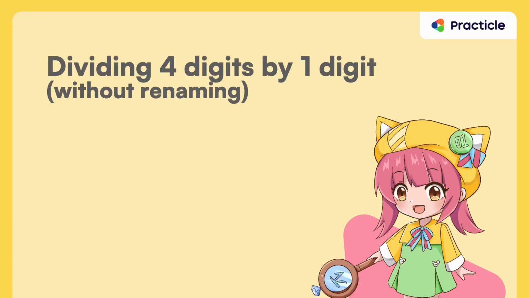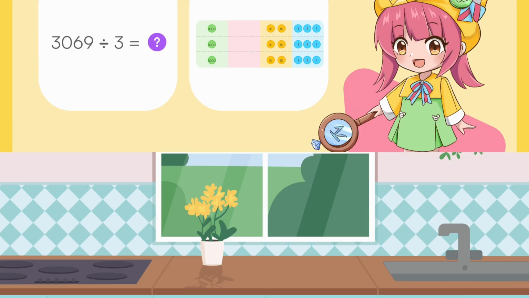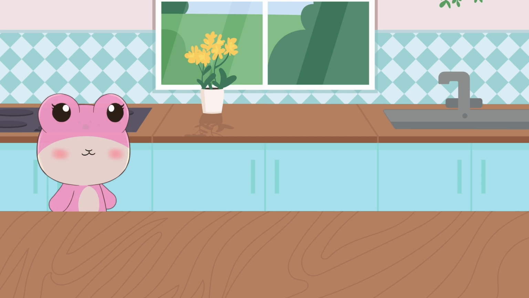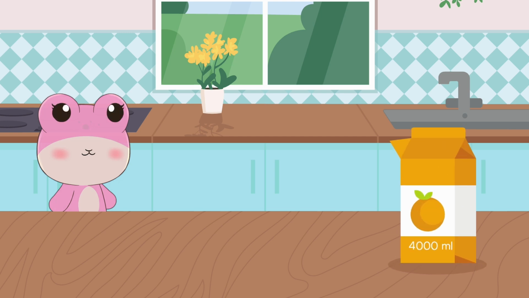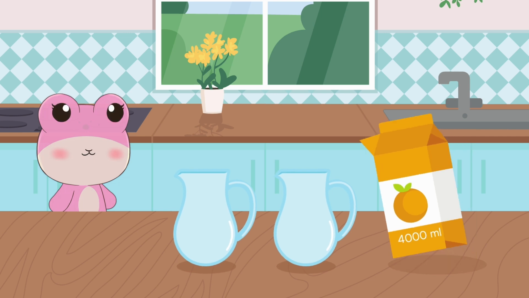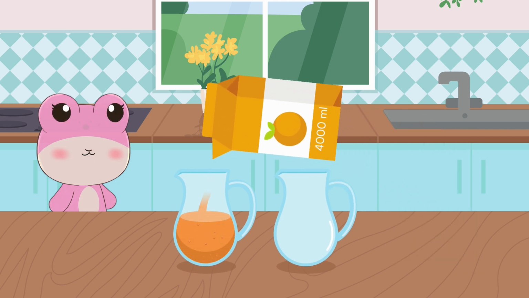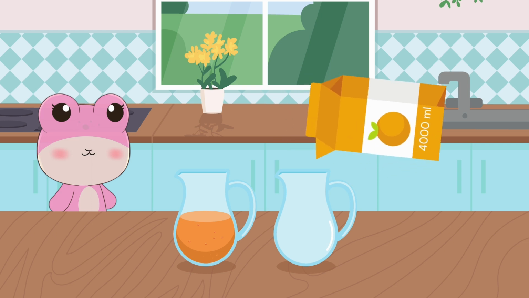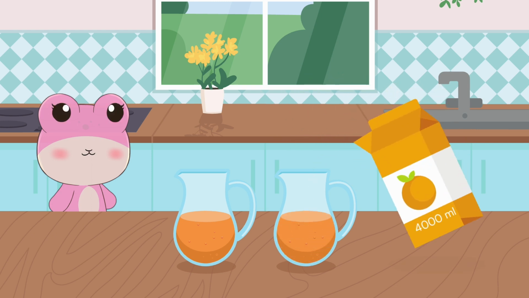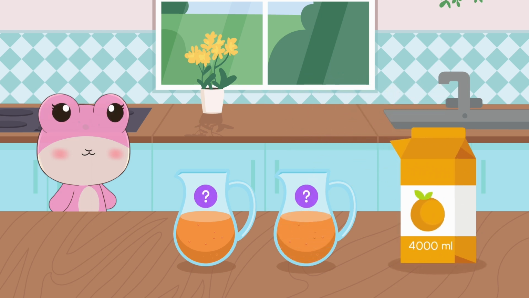Let's learn how to divide a 4-digit number by a 1-digit number today. Nellie pours 4,000 milliliters of orange juice into 2 jugs equally. What is the volume of orange juice in each jug? Let's help Nellie figure this out by dividing 4,000 by 2.